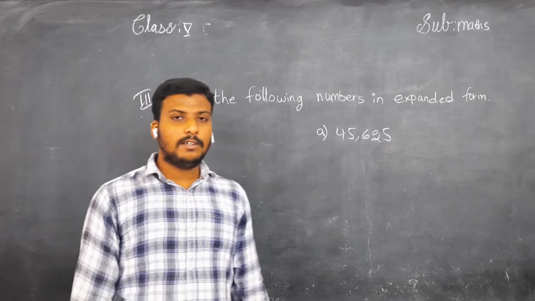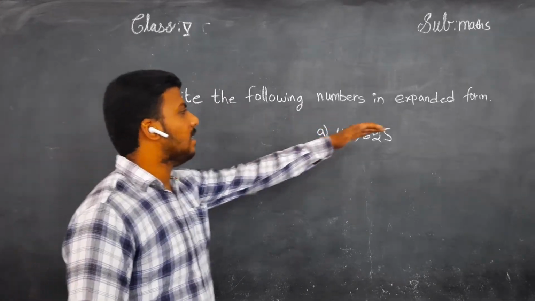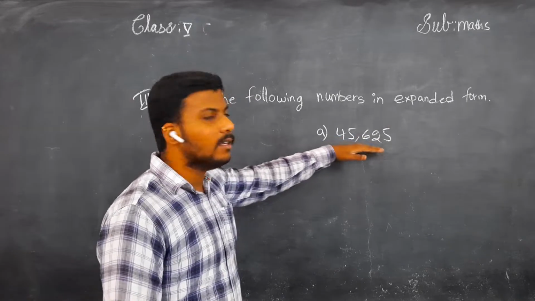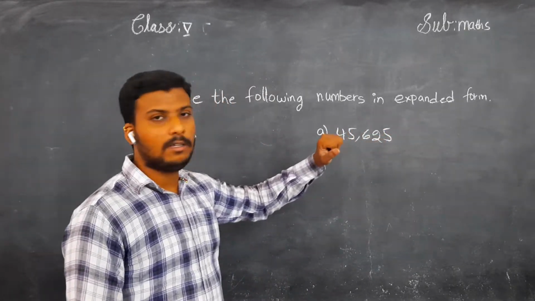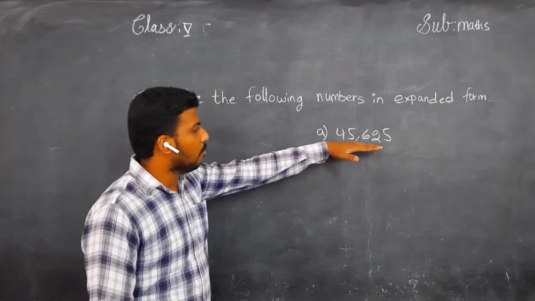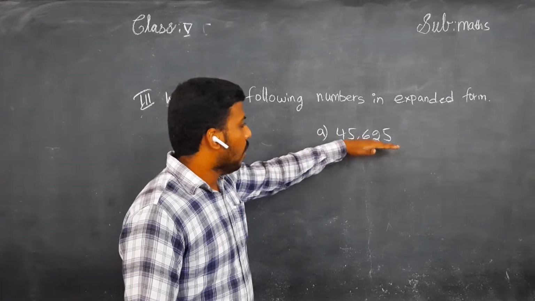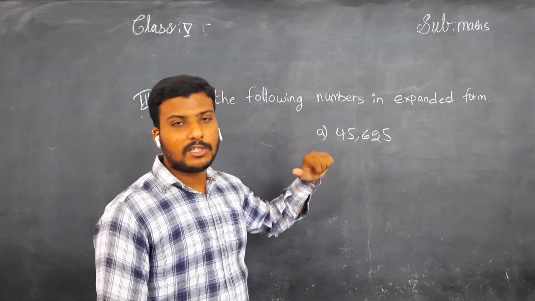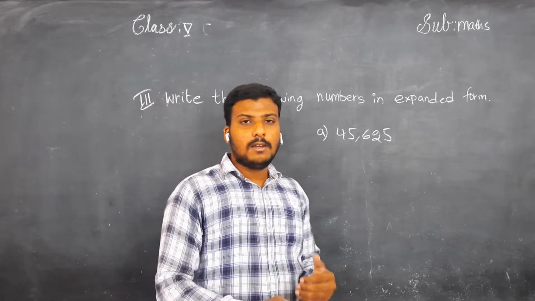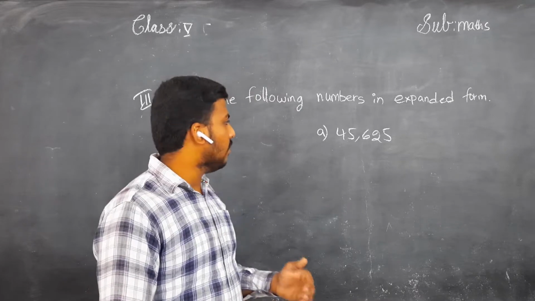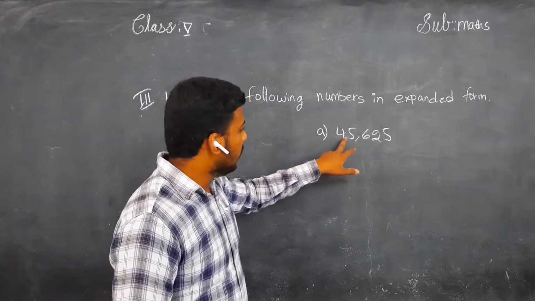Okay, children, right now we'll see Roman number 3, that is, write the following numbers in expanded form. They have given the number, we have to expand it. Understand what is expanded? Here the number is 45,625. By utilizing the place value system, for each and every place value, ones, tens, hundreds, thousands and 10,000s, we have to expand it.